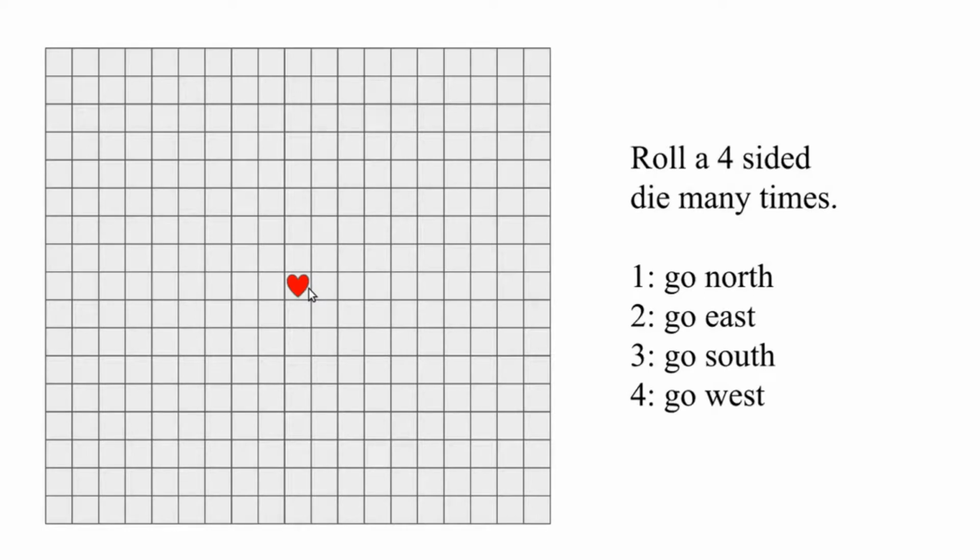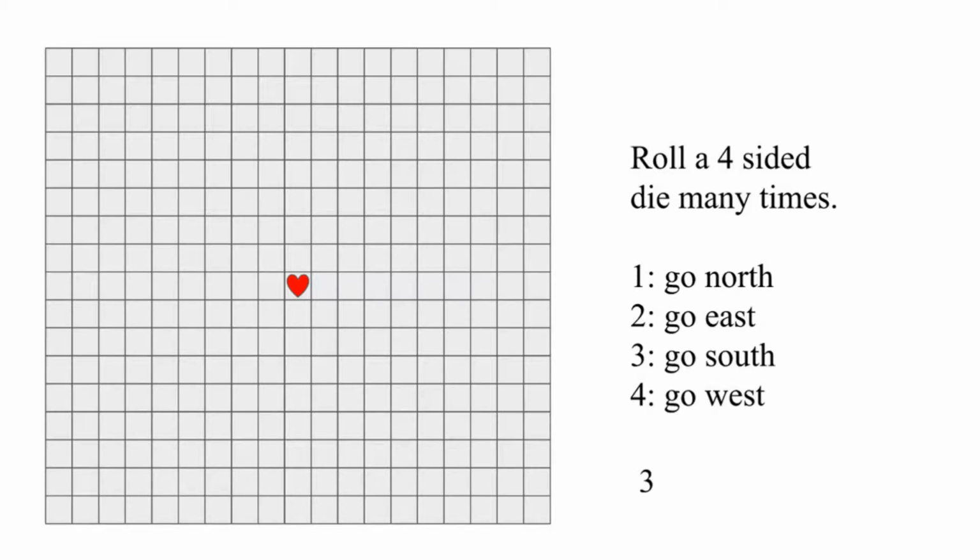Suppose I have a game board and I start in the middle, where this heart is, and the rules of my game are: I roll a 4-sided die, I roll it many times. If I roll a 1, I go north. If I roll a 2, I go east. If I roll a 3, I go south. If I roll a 4, I go west. These are the rules. Let's see how it works.